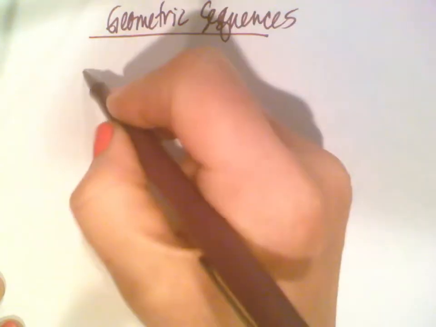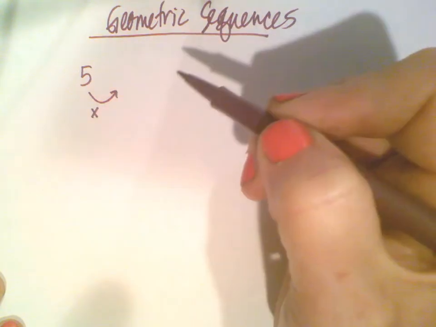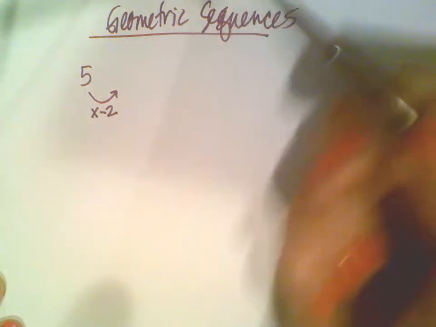Just a quick review on geometric sequences. Remember, when you have a geometric sequence, you will start with your first term. So my first term, say it's 5. And then each term, to get to the next term, you will multiply by a common ratio. We call that r. So I'm going to times -2 maybe for this particular one.